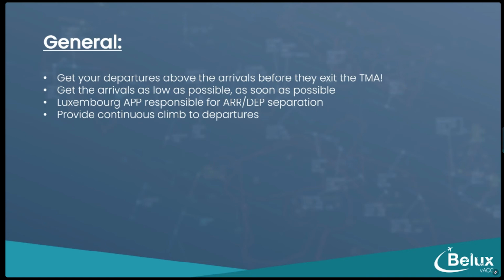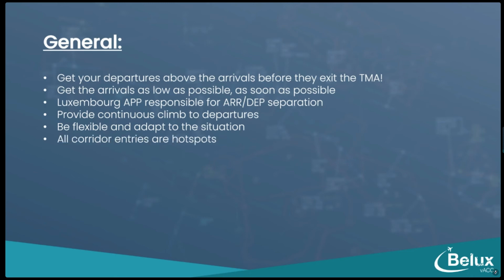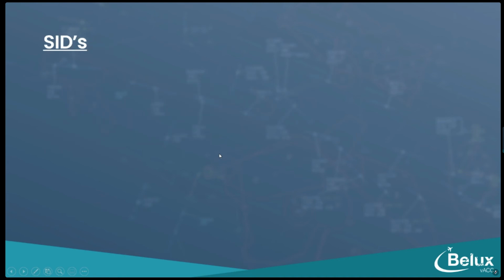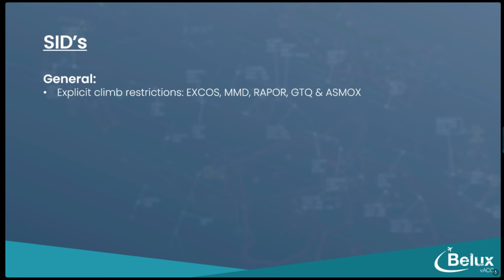A way that we try to accomplish departures above arrivals is by using continuous climb and trying to ensure it as much as possible for departures. And just be flexible and adapt yourself to the situation. Depending on what the traffic load is and how the situation is at the moment, it might be better to do one thing instead of something else. And yeah, all corridor entries are hotspots. And coordinate. Okay, SIDs. In general, some SIDs have explicit climb restrictions like Excos, Montmedy, Rapport, Grotonquin, and Asmox.